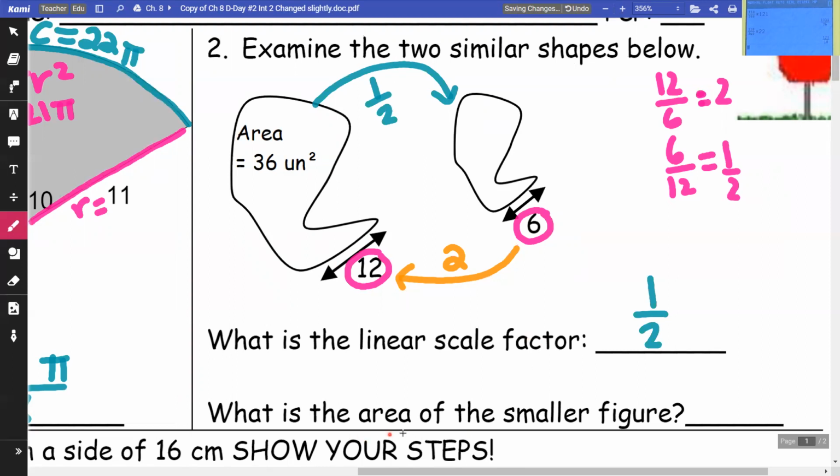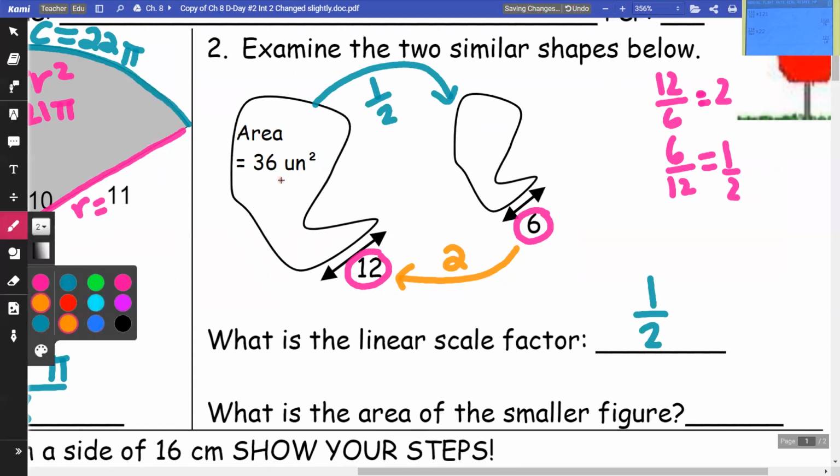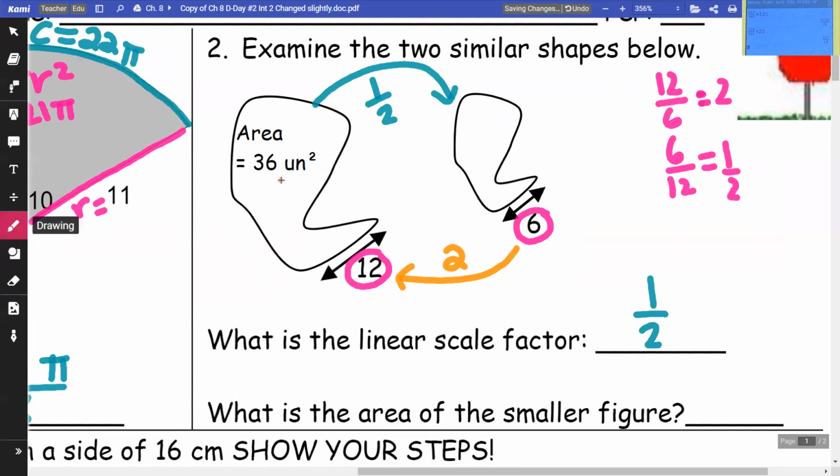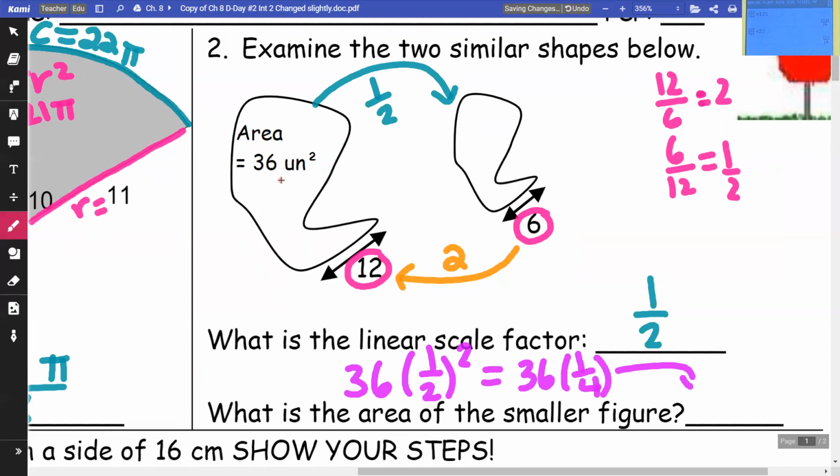Now, when I'm talking about area, I'm going to take this area, which is 36, and I am not going to multiply that area by 1/2. My area is 1/2 squared times it. So this is really going to be 36 times 1/4, which is going to be 9. So this is going to be 9 square units.